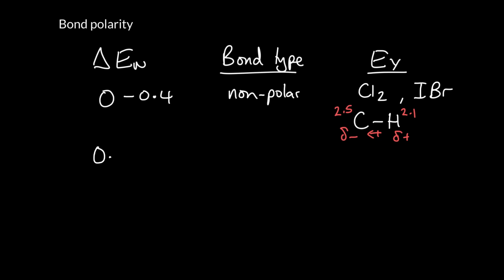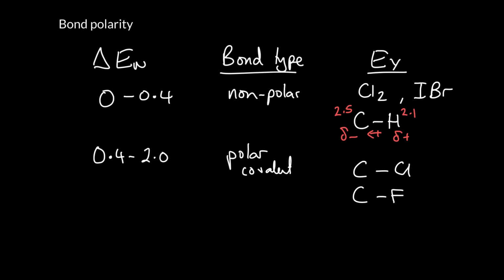As we go from a difference of about 0.4 to about 2.0, we have what we call polar covalent. The bigger the difference is, the more polar it is. So for example, something like carbon-chlorine or carbon-fluorine. Those are more and more polar bonds. Carbon's 2.5, chlorine is 3, and fluorine over here is 4.